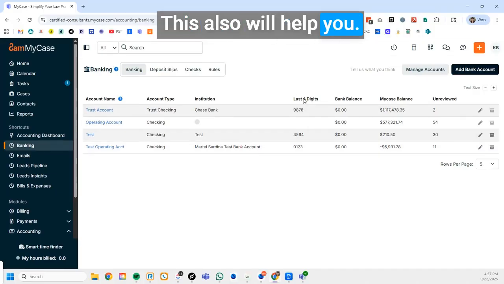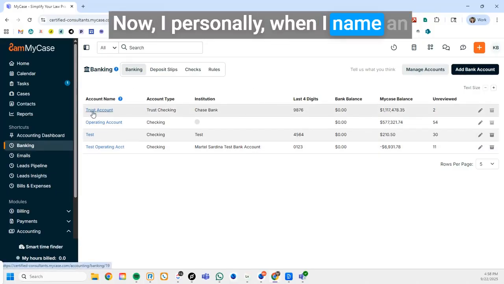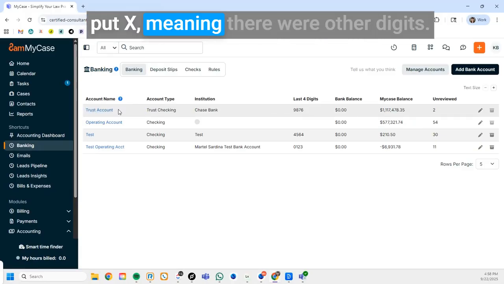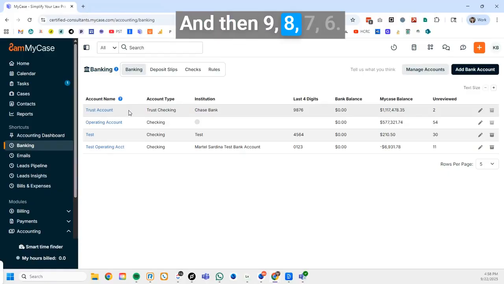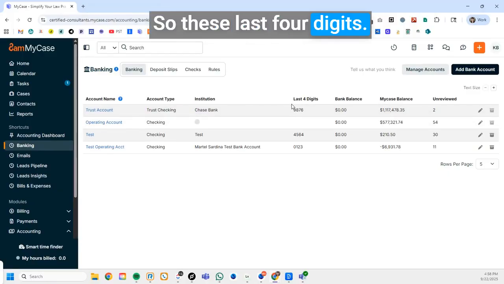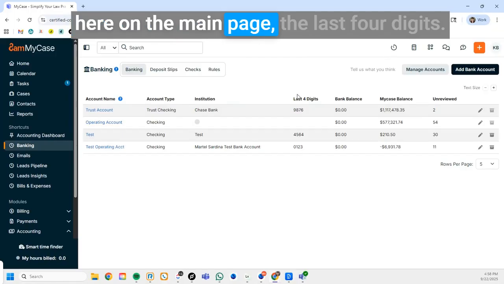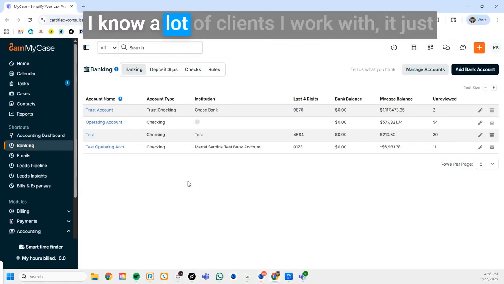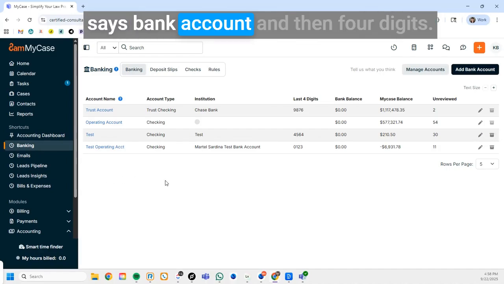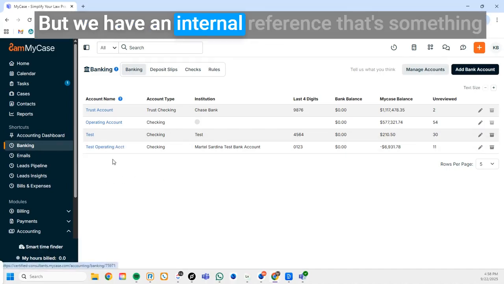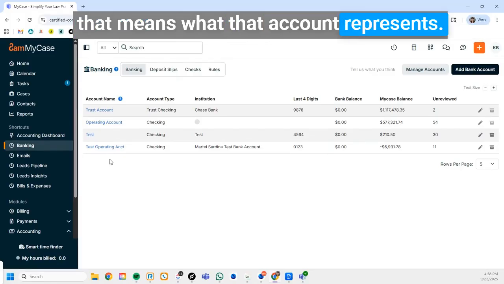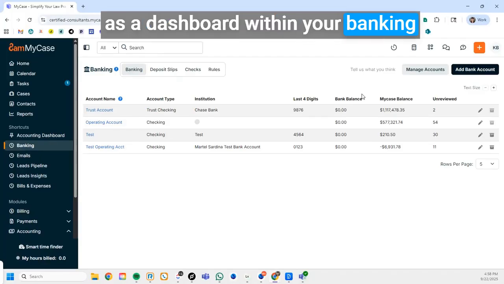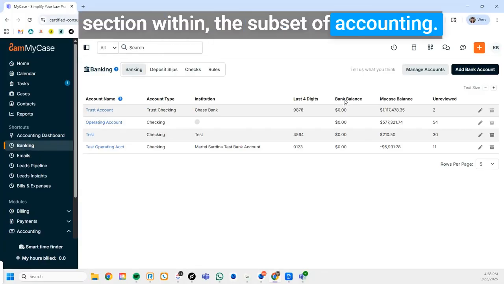And this also will help you. Now, I personally, when I name an account, like here, I would name it trust account, and then I would put X, meaning there were other digits, and then 9876. So these last 4 digits. MyCase was pretty nice about putting right here on the main page the last 4 digits. If you knew the name of the account, what you wanted to nickname it. I know a lot of clients I work with, it just says bank account and then 4 digits, but we have an internal reference that's something that means what that account represents. And so in here, this effectively operates as a dashboard within your banking section, within the subset of accounting.